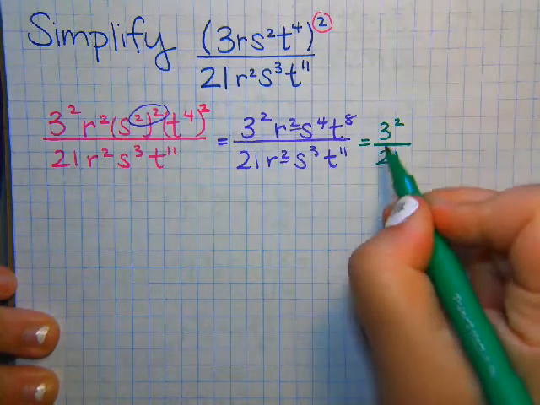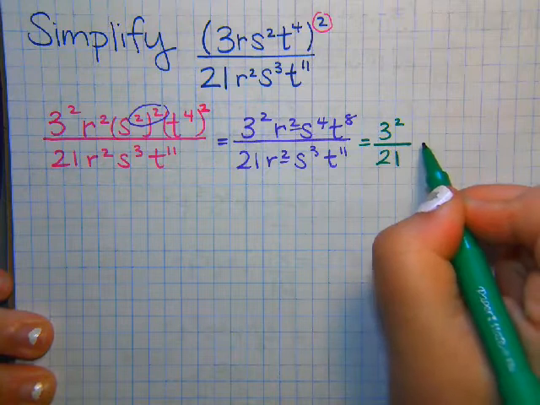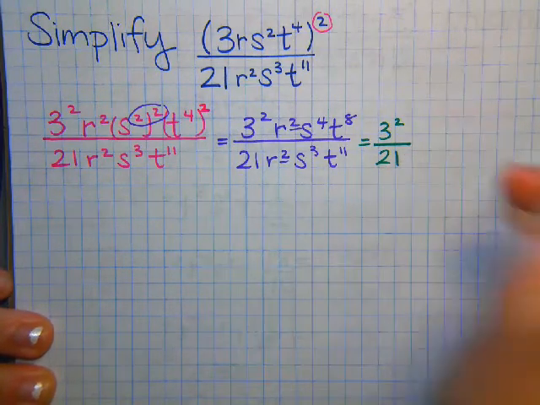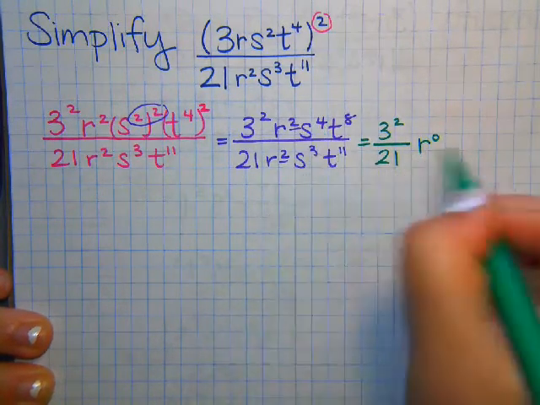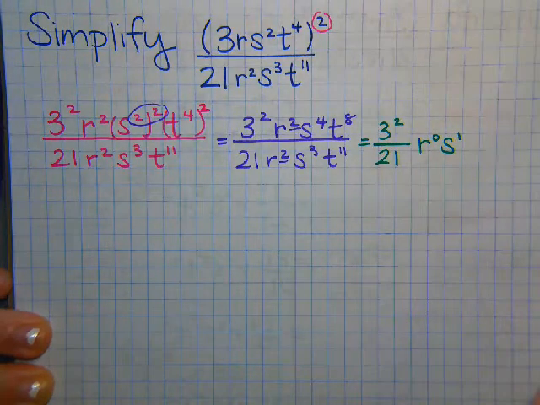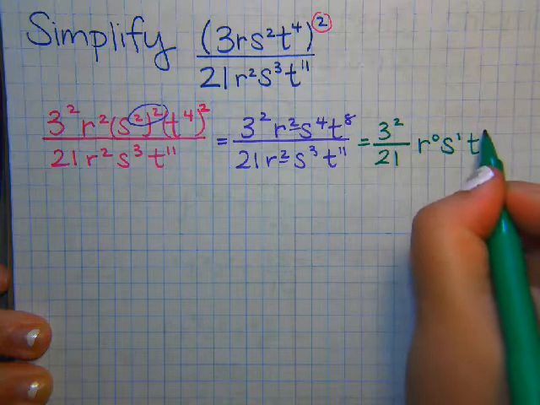And then that maintains my fraction, and I'm just going to put my variables next to it. So we have 2 minus 2, that's 0. So r to the 0. 4 minus 3 is 1, so s to the 1st, or to the power of 1. And then 8 minus 11 is negative 3.